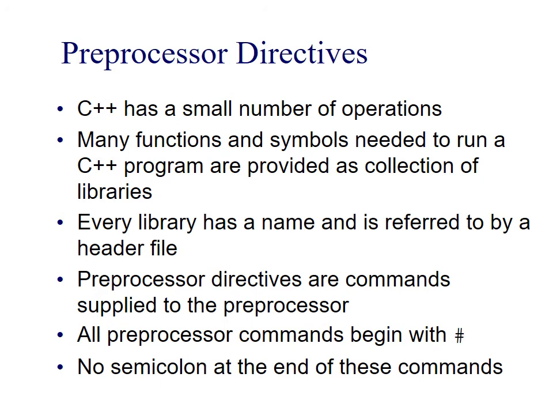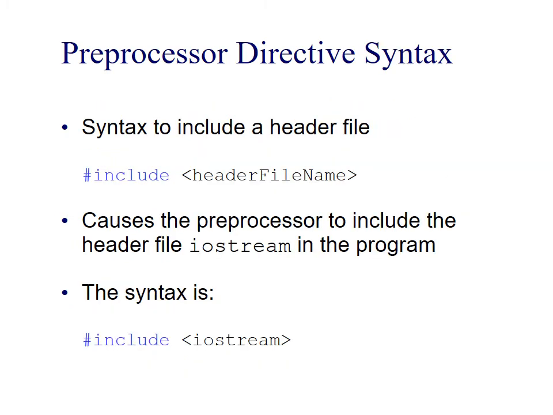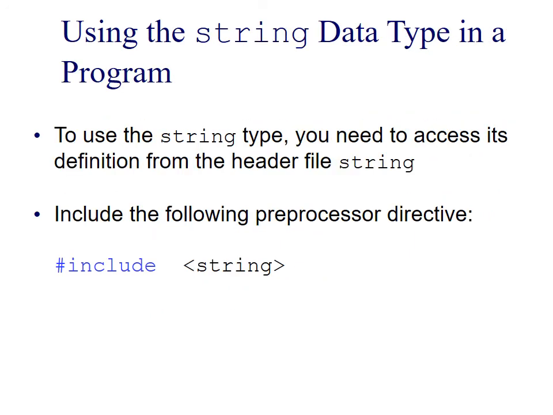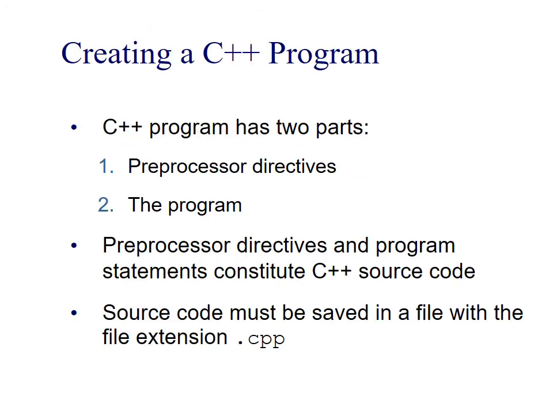So preprocessor directives. C++ has a small number of operations, and these functions and symbols need to run a C++ program, so C++ provides a collection of libraries, and each library has a name and a header file. So that we are going to write at the top of the program when we start. Like hash include, then write the header file. One of the common things we write every day is hash include iostream, meaning input output stream. For cin and cout we use it, and then using namespace std that we have studied before. For string we use hash include string.